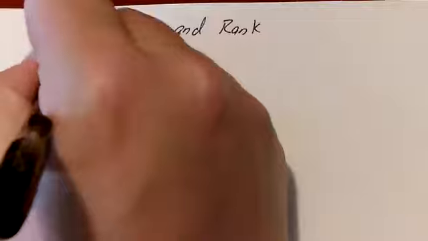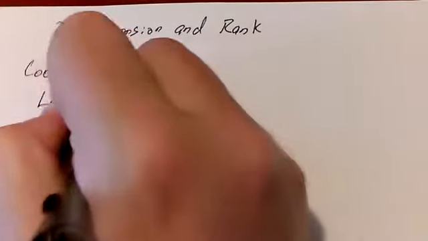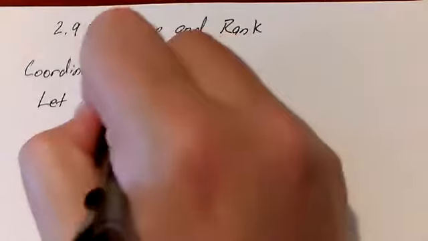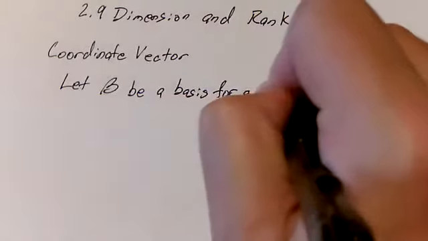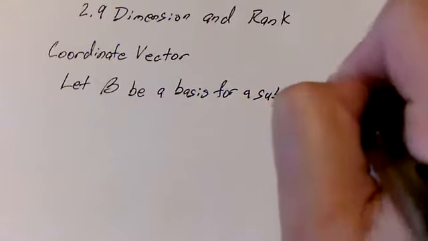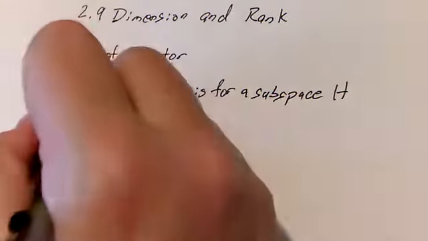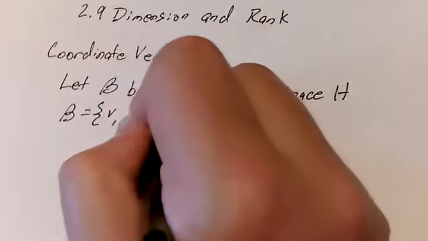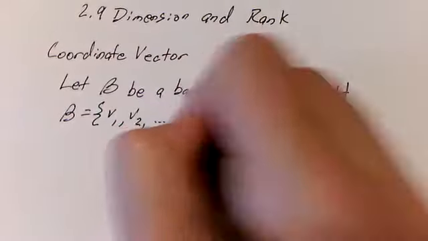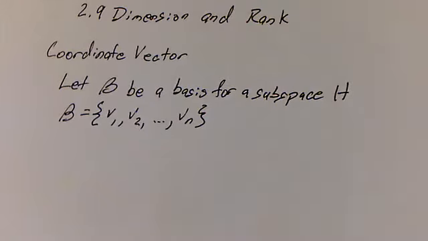So we're going to talk about the idea of a coordinate vector. We just learned about a basis in 2.8. So given a basis, we're going to let this cursive B be a basis for a subspace H. Okay? So B is equal to a list of vectors, v1, v2, all the way out to vn. So I have n such vectors that make up this basis.